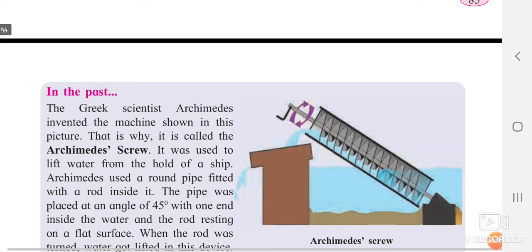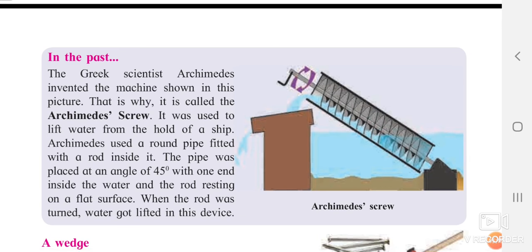The next one is from the Greek scientist. You can see over here Archimedes' screw. What actually is in this picture, I will tell you. The Greek scientist Archimedes invented the machine shown in the picture. Earlier, lifting water was not that easy. Nowadays we have pumps, etc. This one was called Archimedes' screw. It was used to lift water out of the hold of a ship.